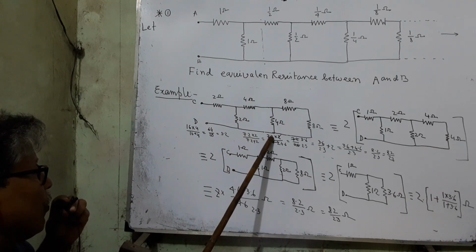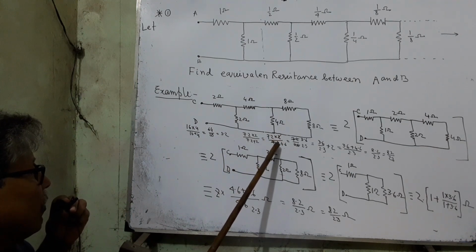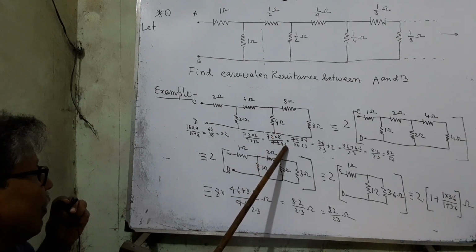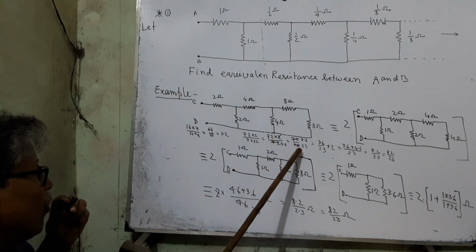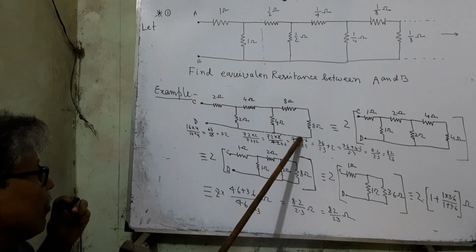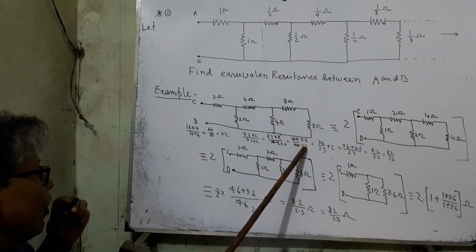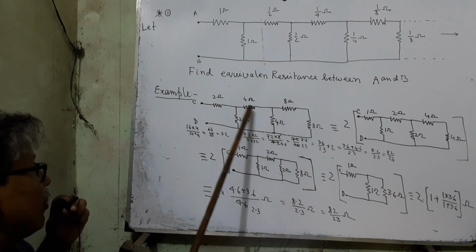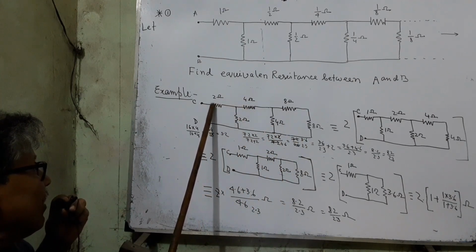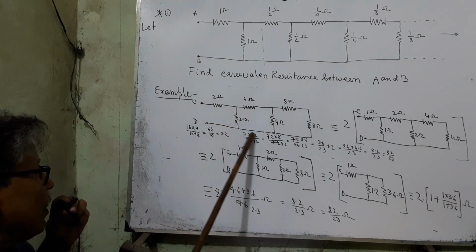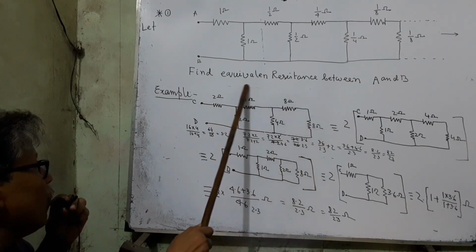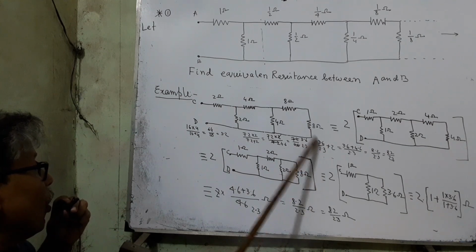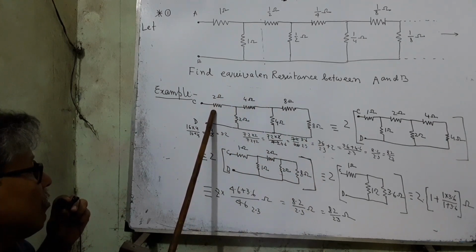Look here, 7.2 into 2 by this is 9.2. We cancel it out. This is 4.6. Then 7.2 by 4.6. After cancellation, we get 3.6 by 2.3. Now this 3.6 by 2.3 is in series with this 2 ohm. The equivalent resistance of this portion is 3.6 by 2.3. So with this, 2 ohm is in series.